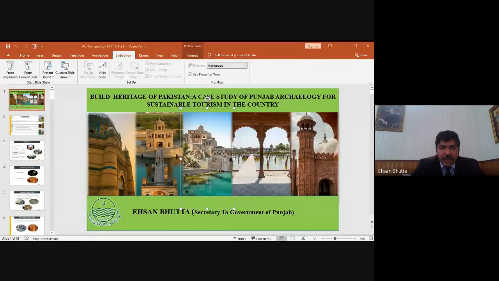These are the sites, the fortification wall and the artifacts that have been recovered from this excavation at Nandana Fort. Now coming to the public facilities. The second part is the public facilities and illumination of the monuments.